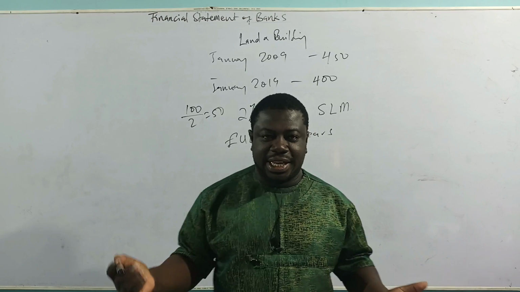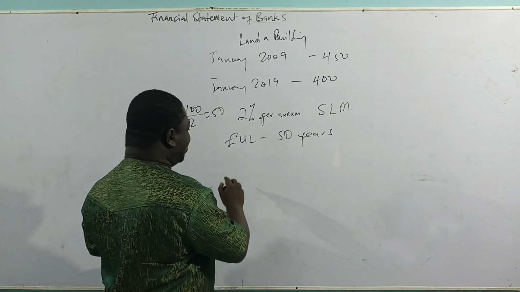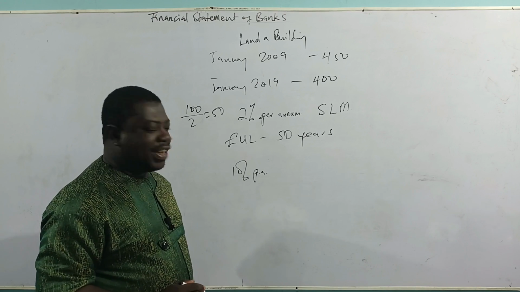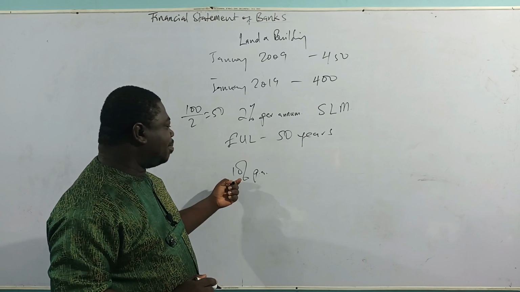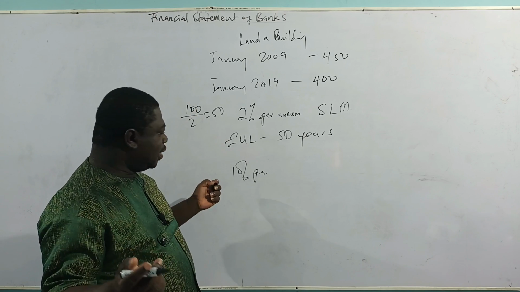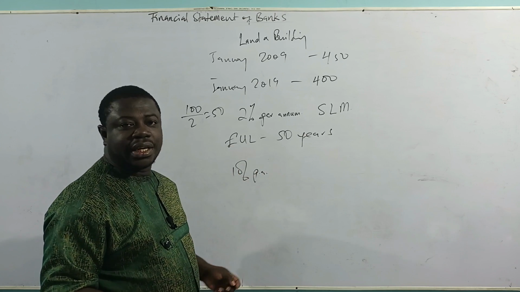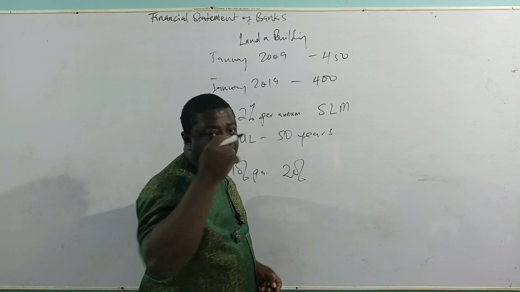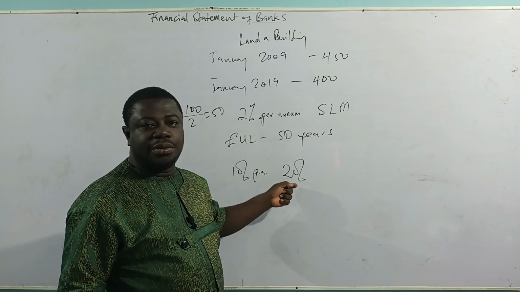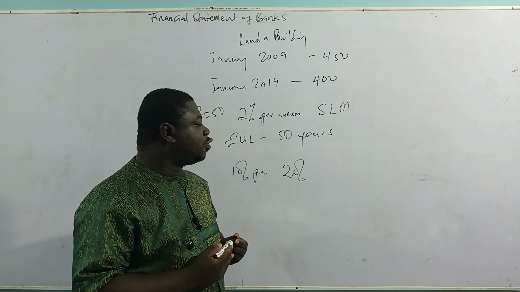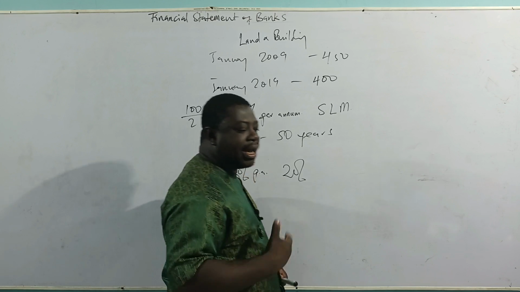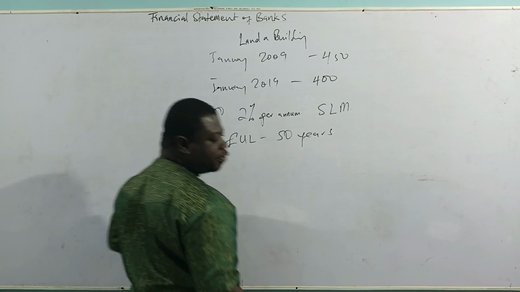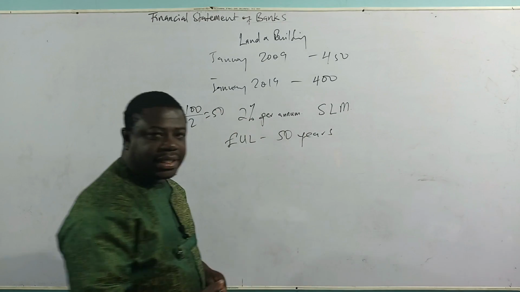So let's test ourselves right now. If your depreciation rate is 10% per annum, what is the number of years of the asset? How many times is 10% going into 100? It's 10. So 100 divided by 10 gives you 10. If your rate is 20%, 100 over 20 gives you what? 5. So once it's 20% per annum straight line, then the estimated useful life will be 5 years. So these are the dynamics on how to calculate the estimated useful life of an asset.